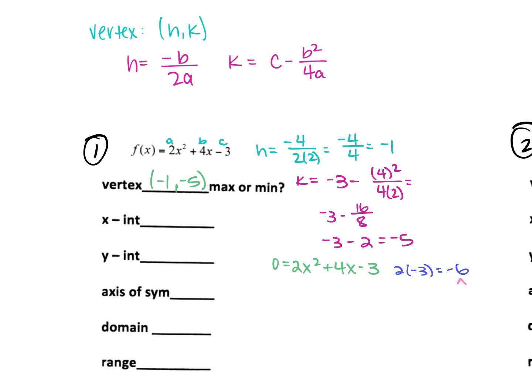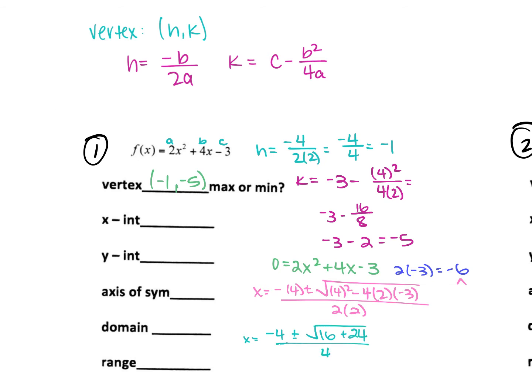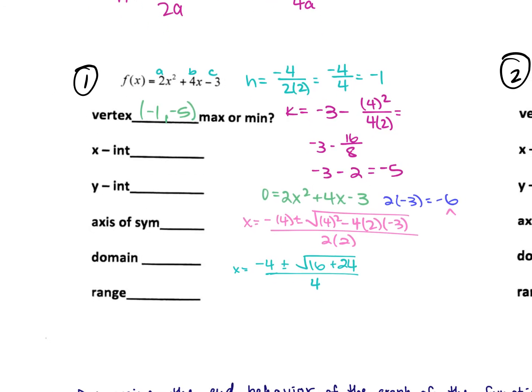So we're going to have x is equal to the opposite of b, plus or minus the square root of 4 squared minus 4 times a, which is 2, times c, which is negative 3, all over 2 times a, which is 2. So it's going to be negative 4 plus or minus the square root of 16. The negative 4 times 2 is negative 8, times negative 3 is positive 24, all over 4. The square root of 16 plus 24 gives us x is equal to negative 4 plus or minus the square root of 40 over 4.